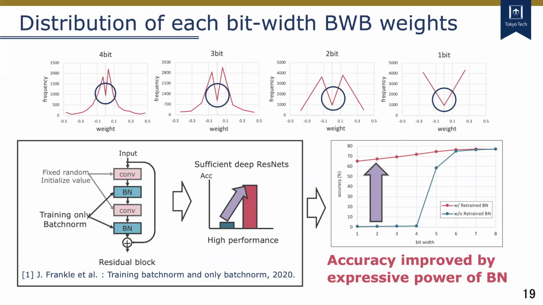To address this problem, we focused on the expressive power of BN. Training only BN has been reported to achieve high performance even when other parameters are frozen at random initial values. Based on this report, we considered that the expressive power of BN improved low bit accuracy.